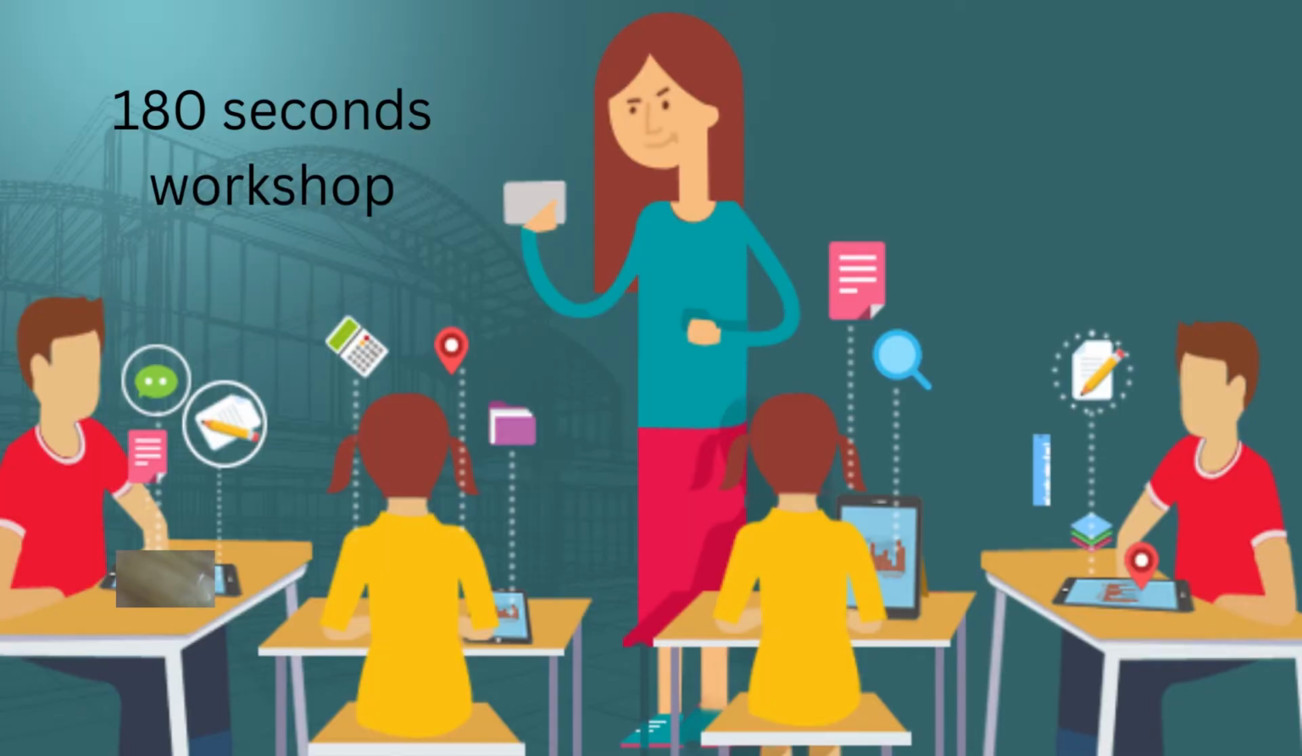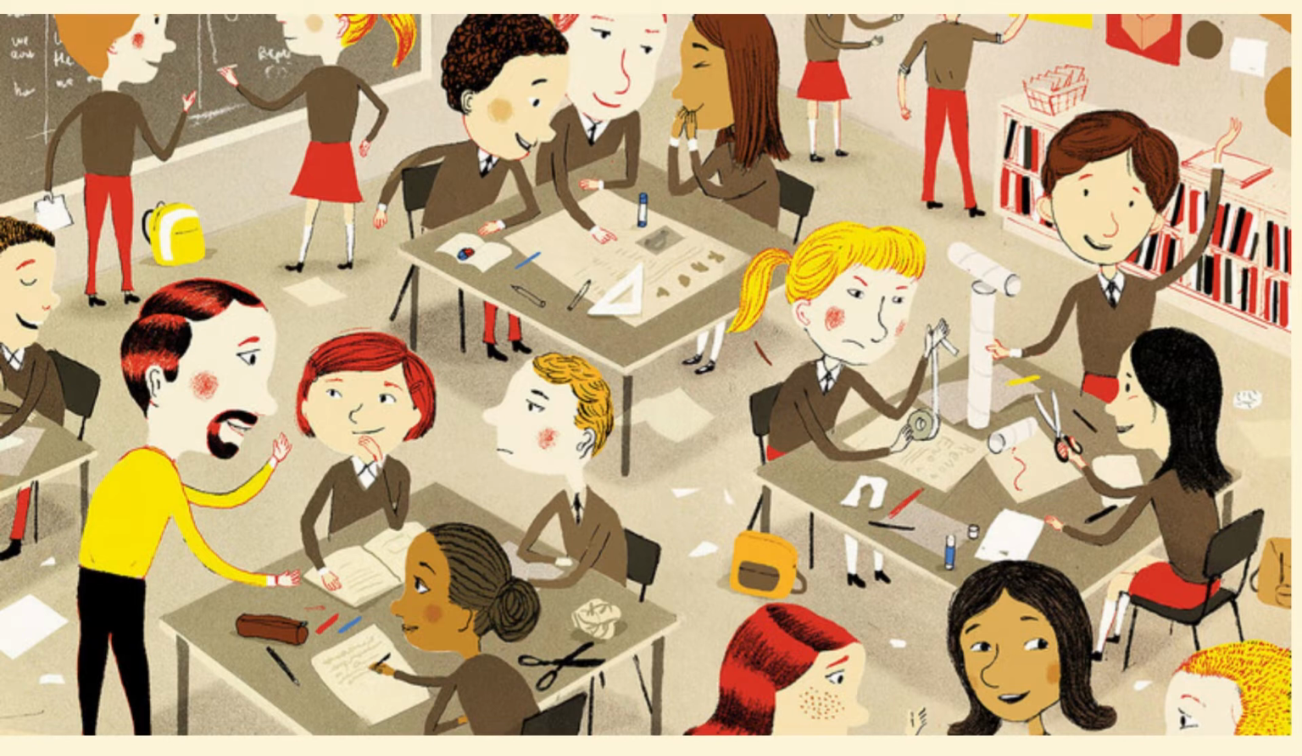180-second workshop. Divide the class into different groups of 3 to 6 students. Everyone has access to small notes and pencils. The teacher asks a question or indicates an area of knowledge, and the students have 180 seconds to individually, and on different pieces of paper, write down as many ideas, answers, questions, or suggestions as they can think of.